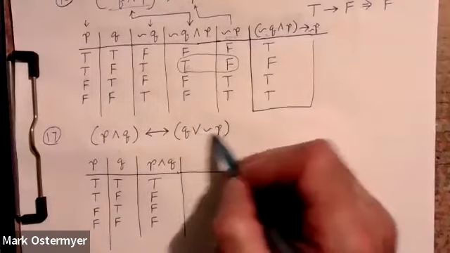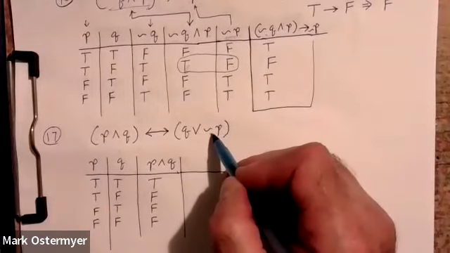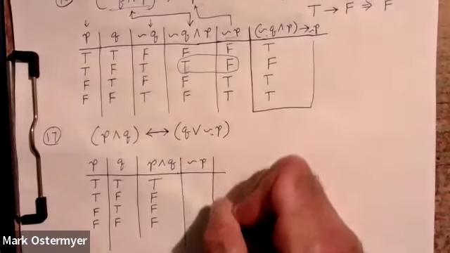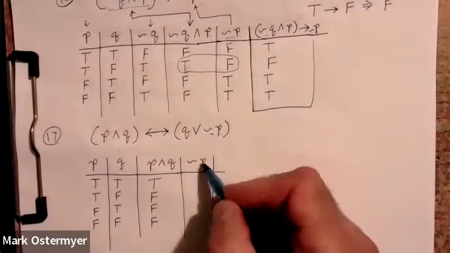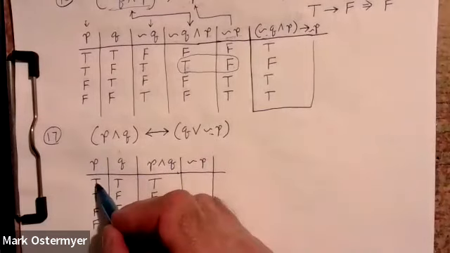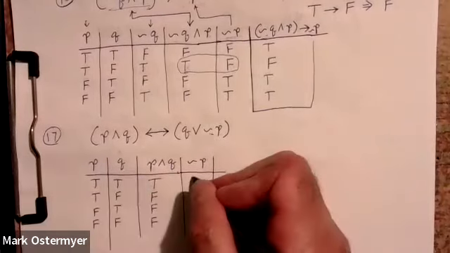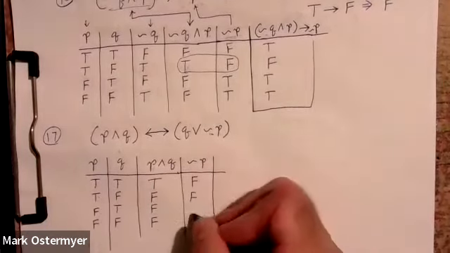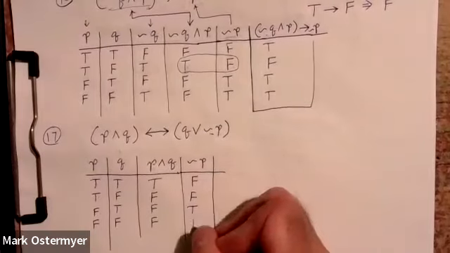Next, I'm going to go inside the parentheses here, and I'll have to deal with the negation of P. Let's form that column next. The negation of P is negating the P column. So the negation of true, false. Negation of true, false. Negation of false, true. Negation of false, true.